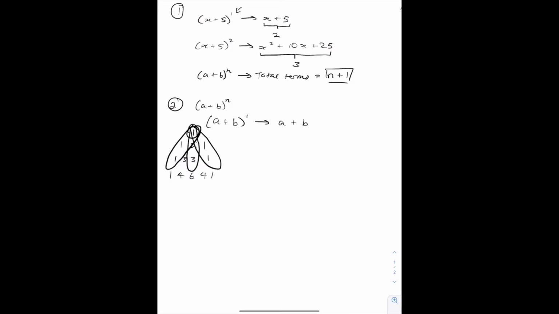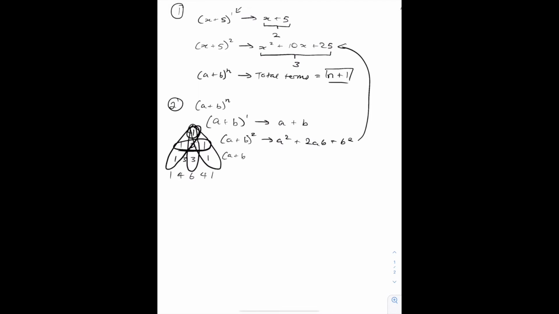We don't have the 2 term over here. But when it's raised to the second power, (a + b)^2, it gives us a squared plus 2ab plus b squared. You can check that over here. But long story short, this follows this row of Pascal's triangle. It follows the 1, 2, 1 structure.